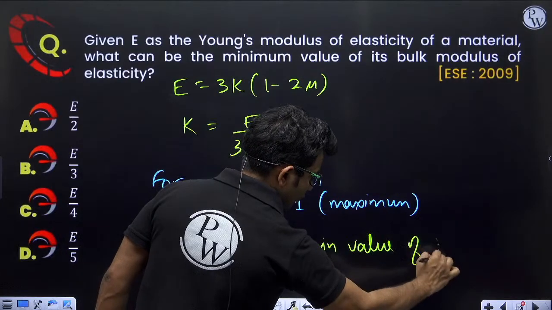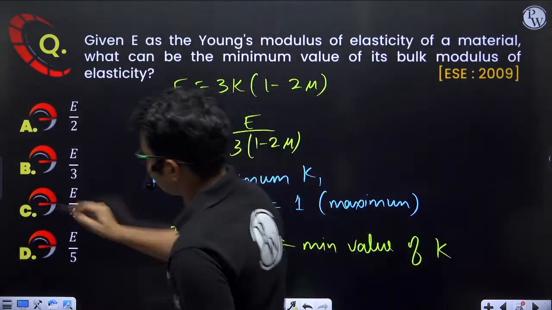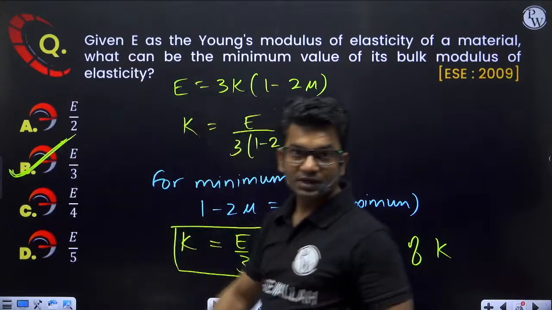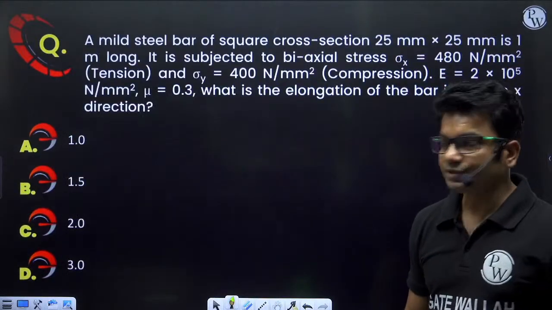Minimum value of K. So what is the minimum value? E by 3. Correct answer is option B. Is it clear? Next question.